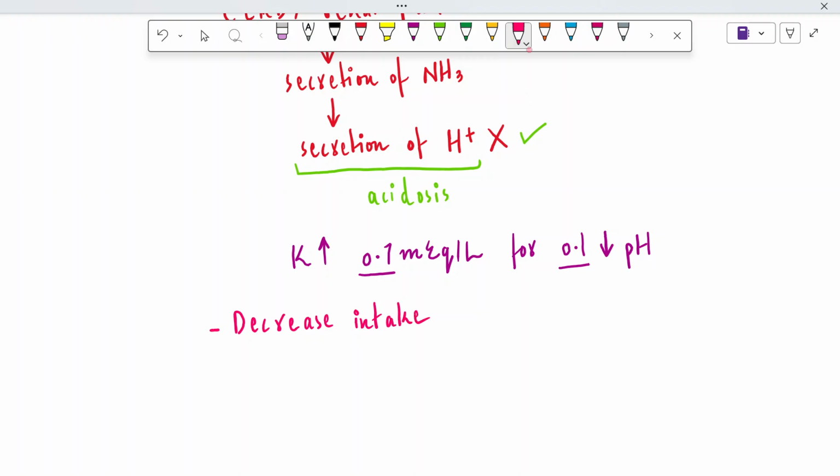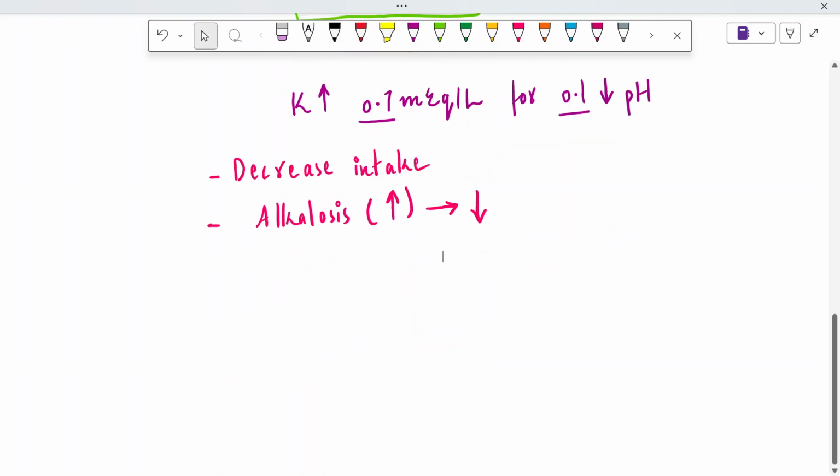That's the first etiology. The second can be alkalosis, right? We have mentioned that when pH is rising, it will result in low potassium. And our topic for today is hypokalemia. Alkalosis can result in hypokalemia.